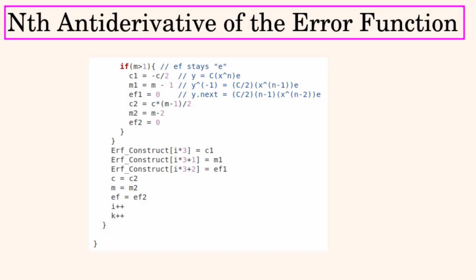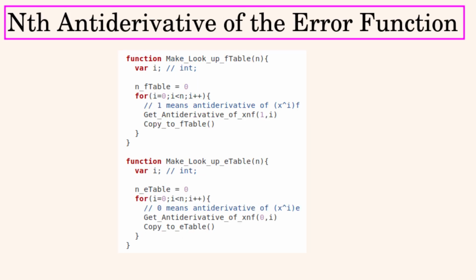And here is where we'll increment the indexing variables. They seem to be the same all the time, even if they perform different functions. And we'll set the length of the expression here. Here are two functions to make up the lookup tables. There are two tables, one for e and one for f. We'll call the function to get each antiderivative for each term, and they don't need any simplification. They can be just copied into the table.